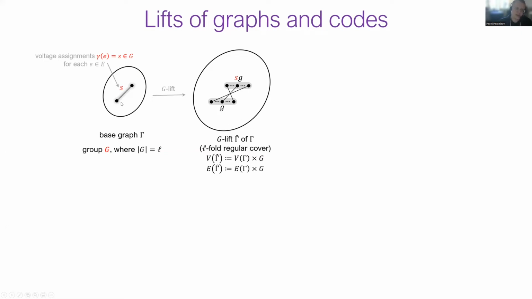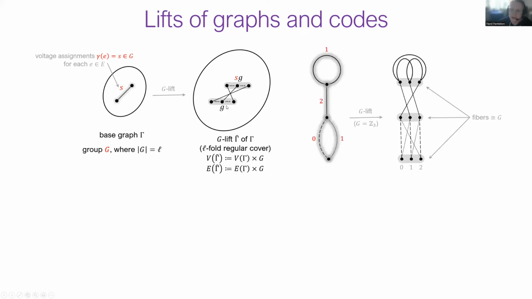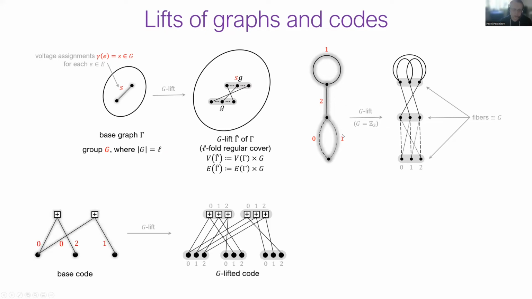We just replace each edge by a perfect matching that corresponds to this element S, to this permutation. You can see this idea in this example, where we obtain a 3 times larger graph using a G-lift, where G is equal to the cyclic group of 3 elements, and here just our shifts. And of course, we can also apply this idea to codes, because every code is defined by its Tanner graph. If we apply a G-lift to a Tanner graph, we obtain a G-lifted code.